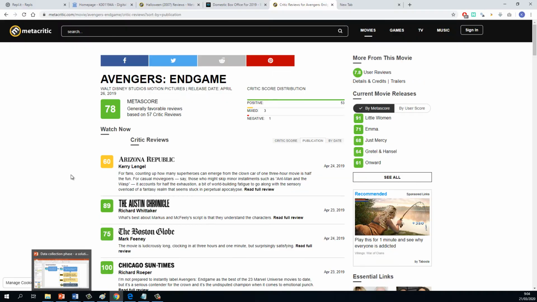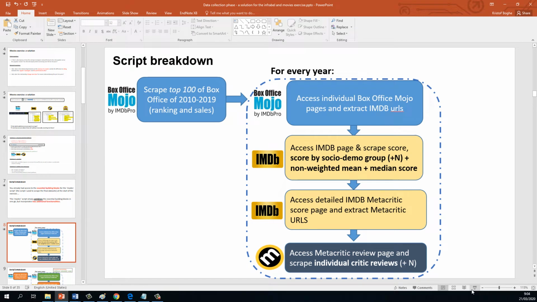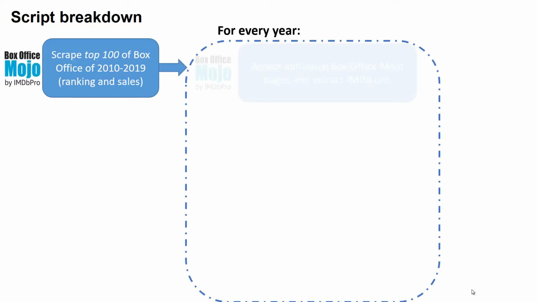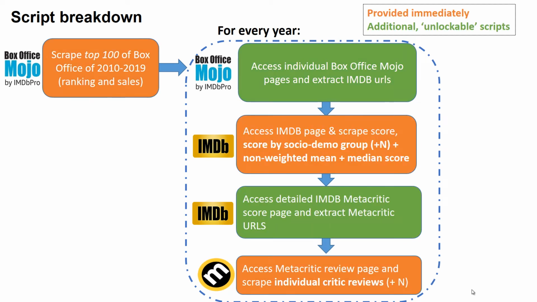And so this is the final step of the master script. It accesses the Metacritic critics page, and it scrapes all the reviews. Okay, so this is what the script basically does. Again, this is just a repetition of what I just said, all the steps, all the breakdowns. And you can see that the orange boxes are what you already had at the beginning of the exercise. You could already do that in week one or two, and when was it? But the green boxes are the additional scripts.